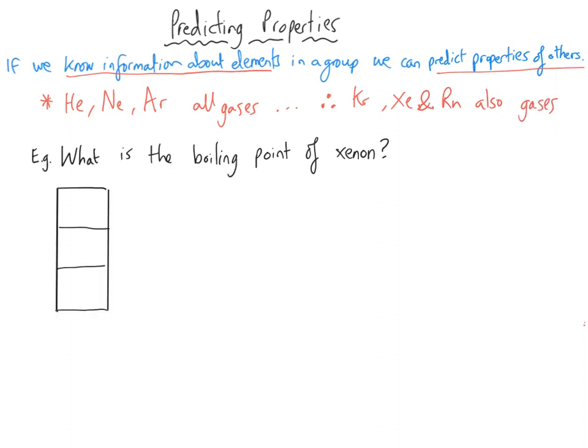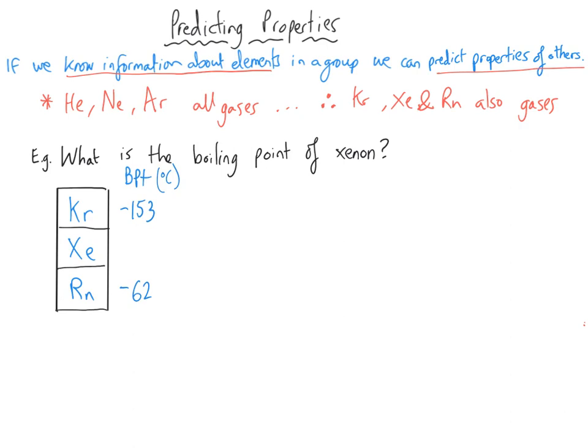A more complicated question would maybe ask, what is the boiling point of xenon? I should stress that you don't need to memorize any of these boiling points or melting points. You do need to be able to work with information that you're given. So for instance, the boiling points in degrees C of krypton is minus 153 degrees C and radon is minus 62 degrees C. The question might be, now, what is the boiling point of xenon given this information?